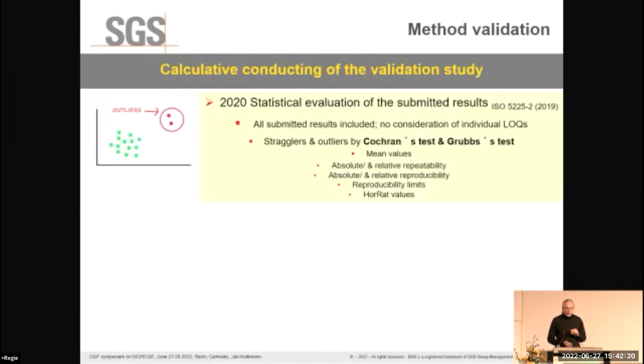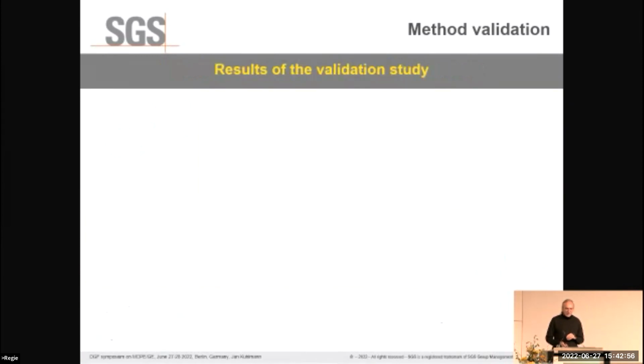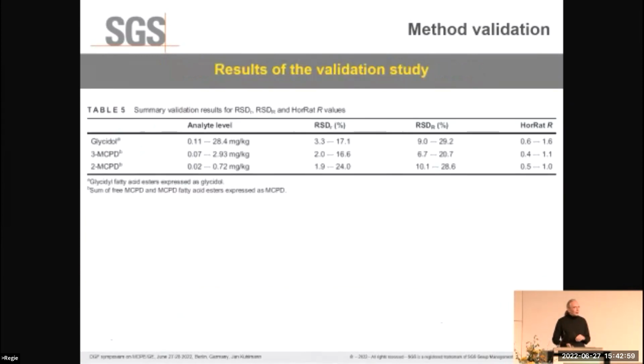And now the statistics were done also according to ISO, so outlier and straggler identification and elimination according to Cochran's and Grubbs'. And then we decided to say the method applicability is confirmed if reproducibility was not exceeding 30%. And also we had 7 valid data sets as a minimum with Horrat ratios in the acceptable range, or if just 6 valid data sets were available, the normal Horrat range, which is narrower, has to be given. Finally, in 2020, the study results were circulated to the participants, and here's the summary. So in principle, I could have given this presentation in just half a minute to show this slide here.